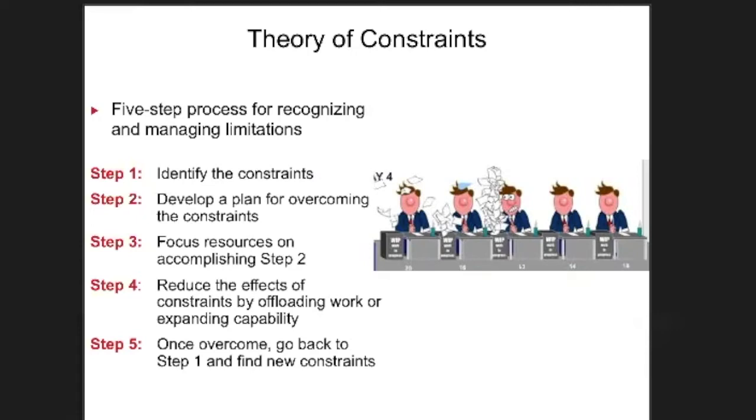So that's the idea of constraint management, coming from this theory of constraints, where there are steps that have been suggested which help you manage these constraints. We talked about this, identifying the constraint as the first step. We need to know which one is the bottleneck. And then we need a plan to overcome the constraint, whether it is by adding resources, or by providing additional buffer for that particular constrained resource. And then we focus resources on accomplishing step 2, reduce the effects of constraints by offloading work or expanding the capability of that resource. And then once that is over, we go back to step 1 to identify this new constraint that must have come about because we addressed the previous one. Okay, so those are the steps that we take.